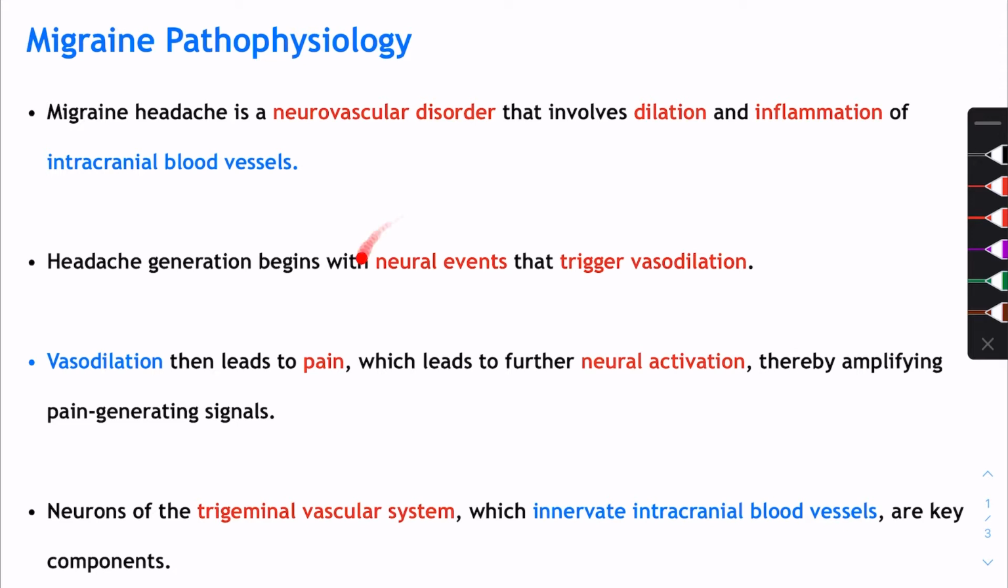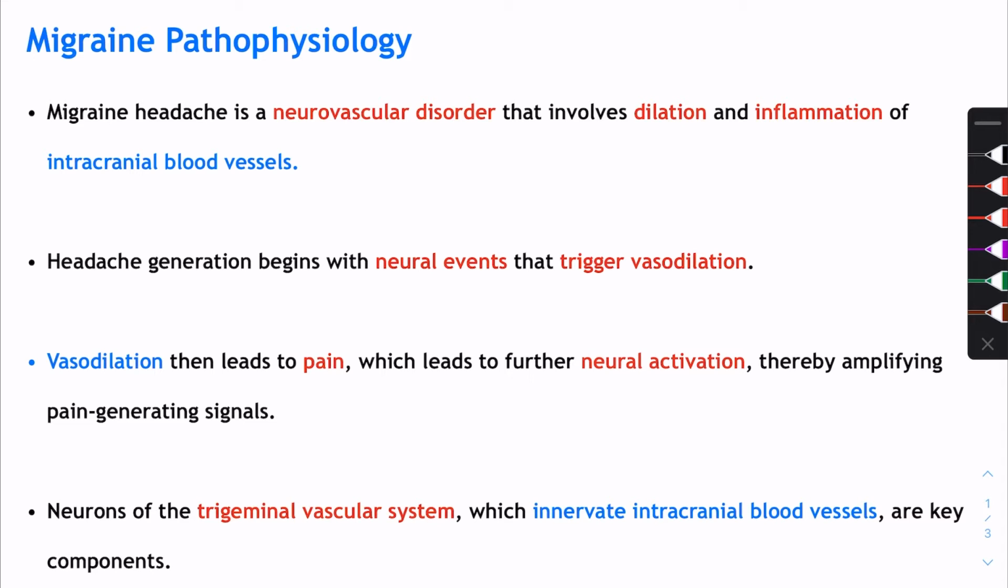Once there is a vasodilation, this will lead to pain, and further this will lead to neural activation, thereby amplifying the pain generating signals. So you should remember that it is a neurovascular disorder caused due to vasodilation and inflammation of the intracranial blood vessels. This headache is generated due to the triggering agent that causes vasodilation. Since there is a vasodilation, the nerve fibers surrounding the intracranial blood vessels will stretch, leading to increased pain and further neural activation, amplifying the pain generating signals.